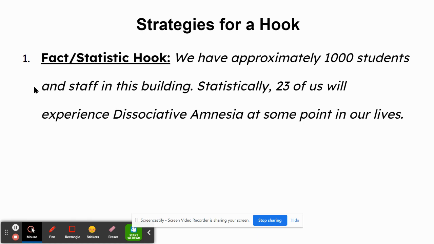That would be a great way. I mean, you don't introduce this at all. This is the first thing out of your mouth. You stand up in front of us. When it's time for you to go, you say, we have approximately 1,000 students and staff in this building. And statistically, that means that 23 of us will experience dissociative amnesia at some point in our lives. Don't introduce your introduction. Let the hook do the work for you.